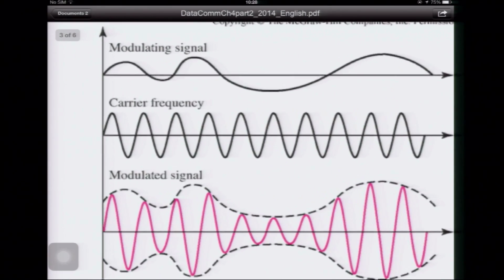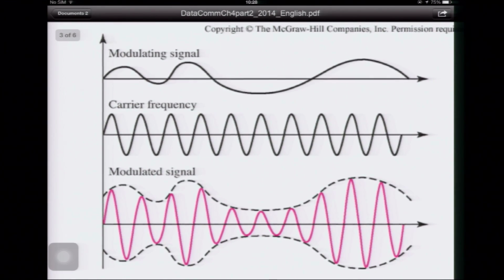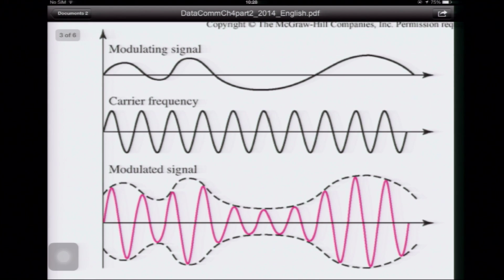If you look at this, the baseband signal is on the uppermost level. The carrier signal, which has one fixed frequency, is a high frequency suitable to transmit through the medium. The modulated signal is like you change the amplitude of the carrier frequency. It still has the same frequency, but its amplitude changes based on the modulating signal or baseband signal, and it becomes the envelope of the modulated signal.